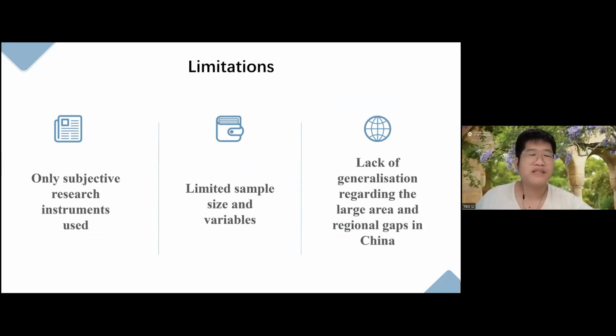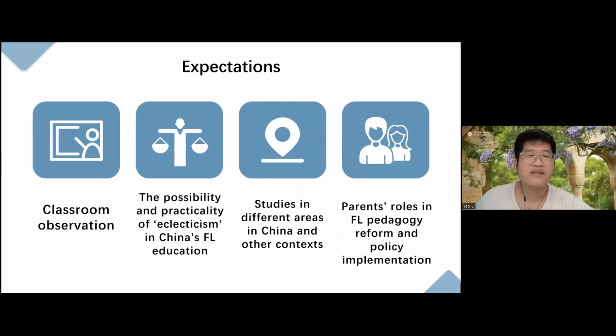And there are some limitations, such as the use of only a subjective research instrument and a very limited sample size and variables. And also because China is quite large, as I mentioned, it lacks generalization regarding the large area and regional gaps in China. And then some expectations based on the current study findings are given here.